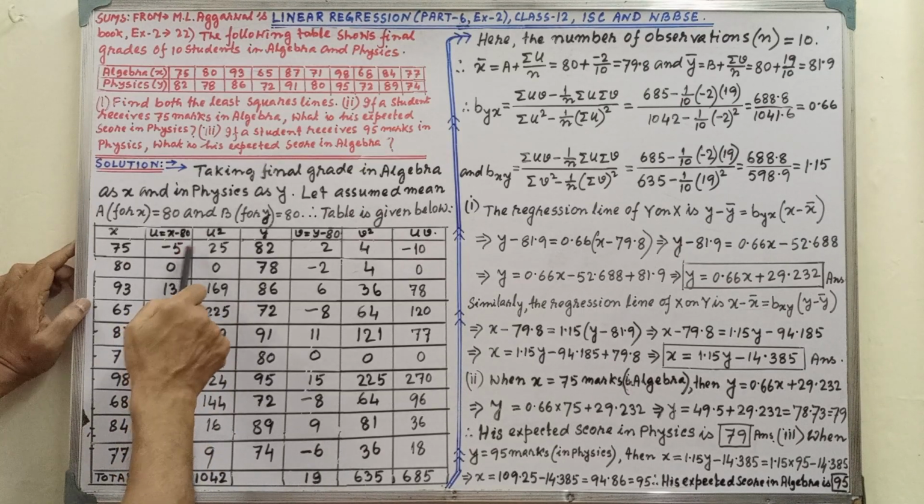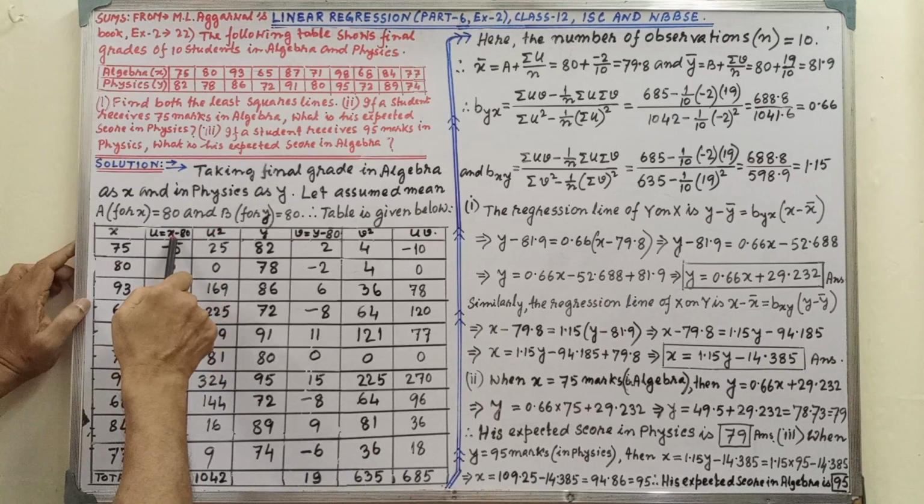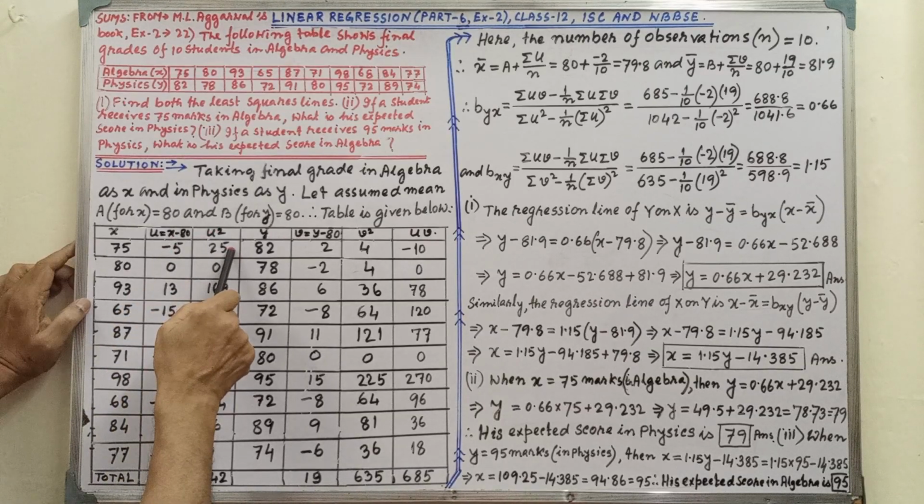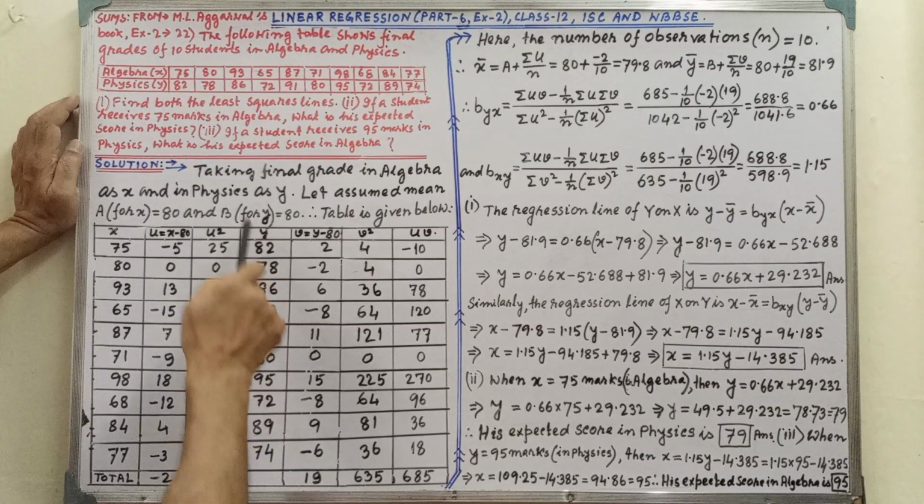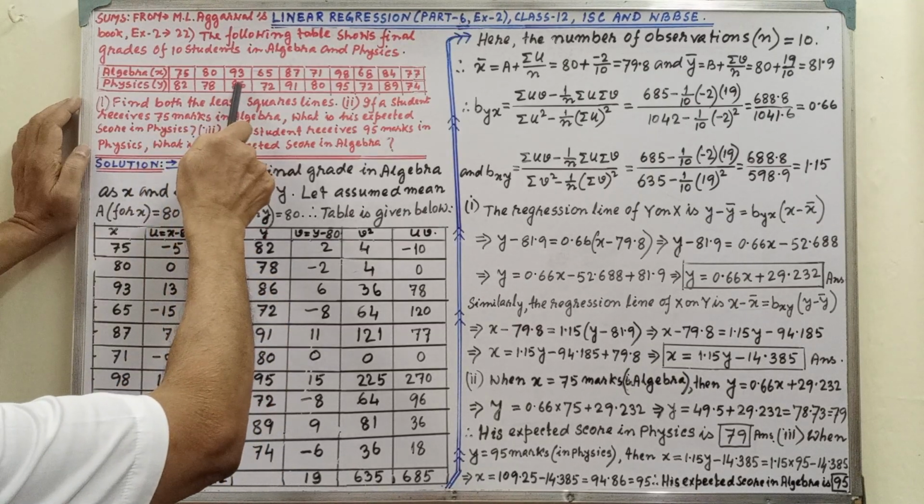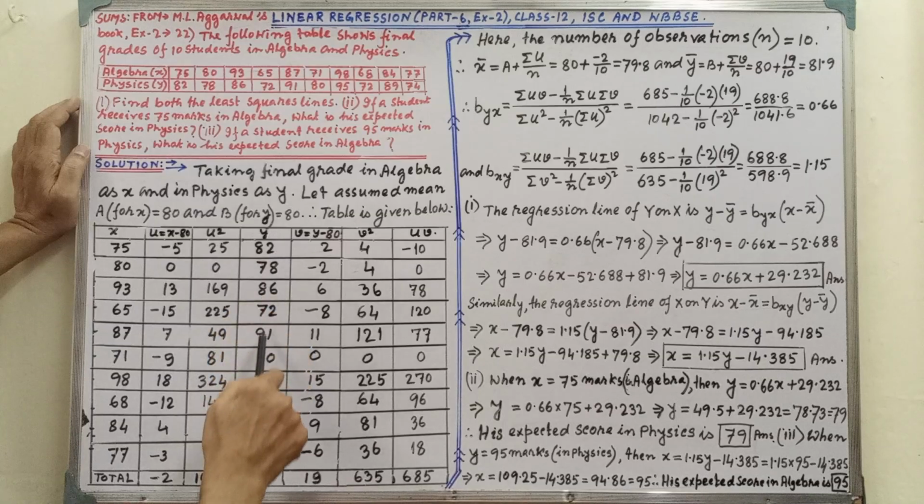Then we have to take the U square. What we are getting for U, we have to make it square, that is 5 square, that is 25, 0, 0, that is 13 square, that is 169. In this way, we are getting these values for U square. Then we have to write Y, that is 82, 78, 86. In this way, all the values for Y we have to write.